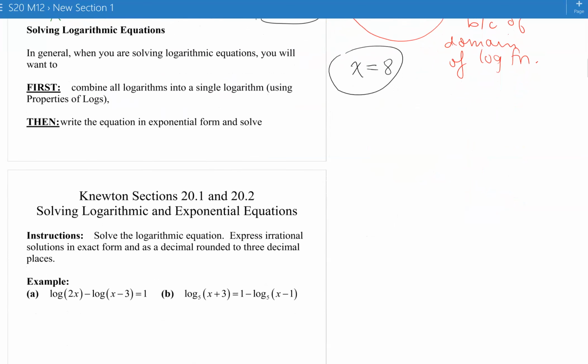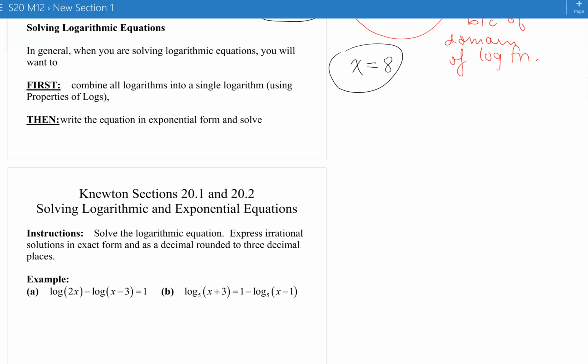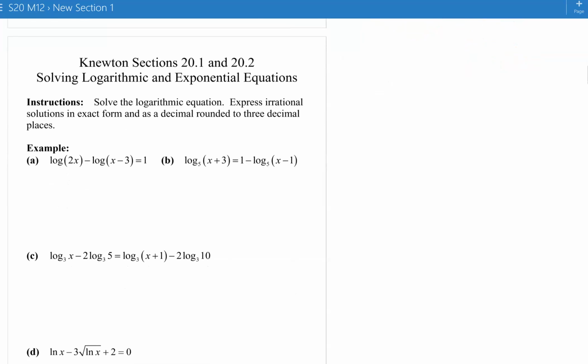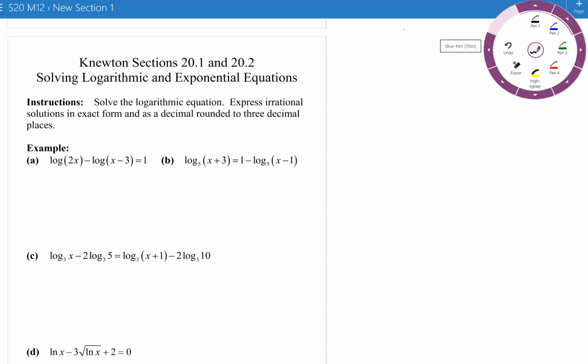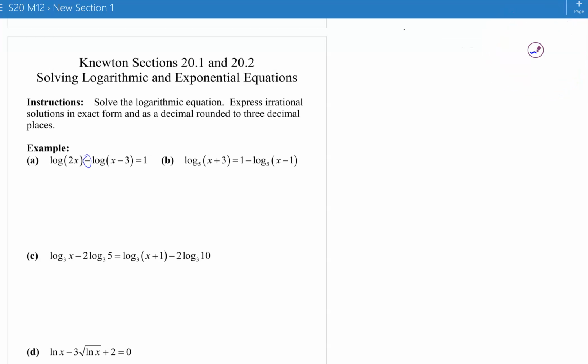Okay, so when you're solving more complex logarithmic equations, you will first want to combine all the logarithms into a single logarithm using your properties of logs, and then write the equation in exponential form. So those are the steps. Get all the logarithms into one log and then write in exponential form. So let's look at this first example where we have one log minus another log. So we know that means you can write this as the log of the quotient of the two arguments, and that has to equal 1.